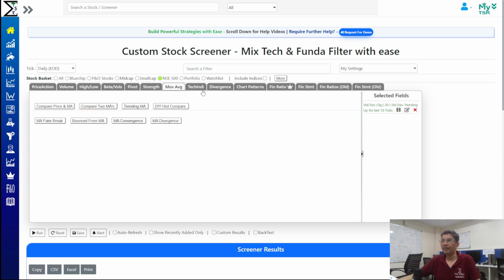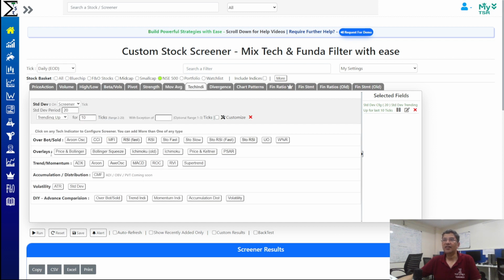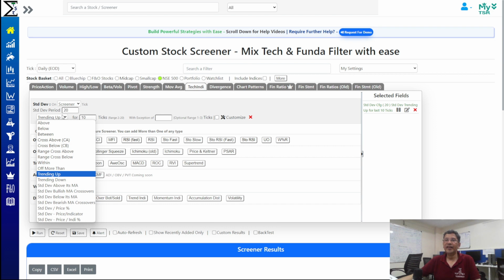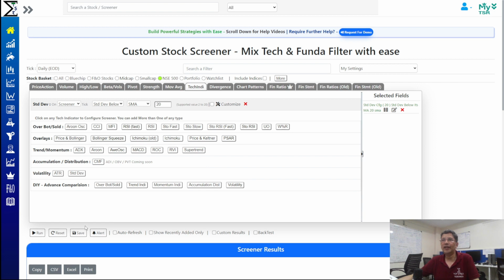Okay, so that was moving average. Sorry, I go back to standard deviation. So what we had is trending up and trending down. Then another thing is that if you want to see where the standard deviation is below its moving average. So you have standard deviation, the moving average of standard deviation, and it is below that. That means it is much less volatile.